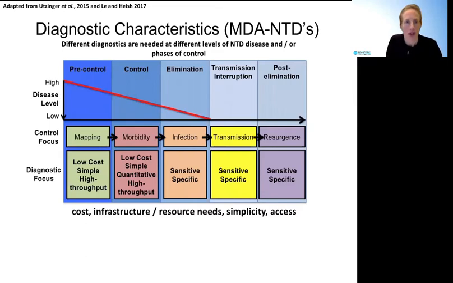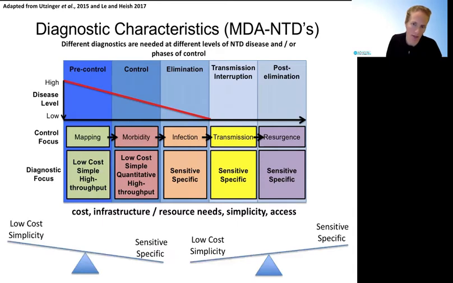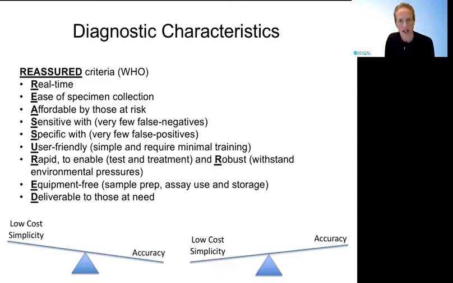So many in the room will know that your diagnostic characteristics change as you move through a controlled program. And as you reach elimination, your diagnostics need to be highly sensitive and specific, and to find a balancing act between sensitivity and specificity and the cost and technical ability or simplicity of that diagnostic. And there's several criteria set out by the WHO in terms of the ideal diagnostic for NTDs in endemic settings. And it's a big ask to fit some of these criteria together.